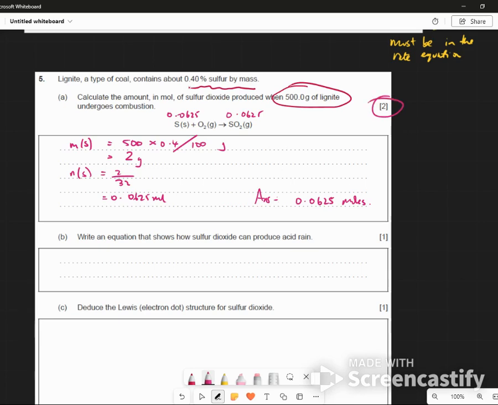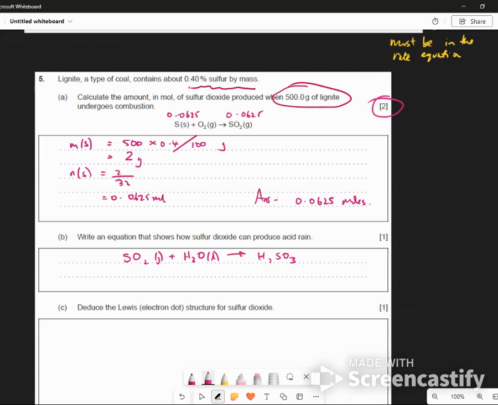How can sulfur dioxide produce acid rain? Well, easy. Sulfur dioxide is a gas. It reacts with water in the atmosphere, which is a liquid, and it produces H2SO3. But that's not quite right. Oh, sulfur dioxide, that is right, isn't it? No, it's not right. Does anyone know why that's not right?